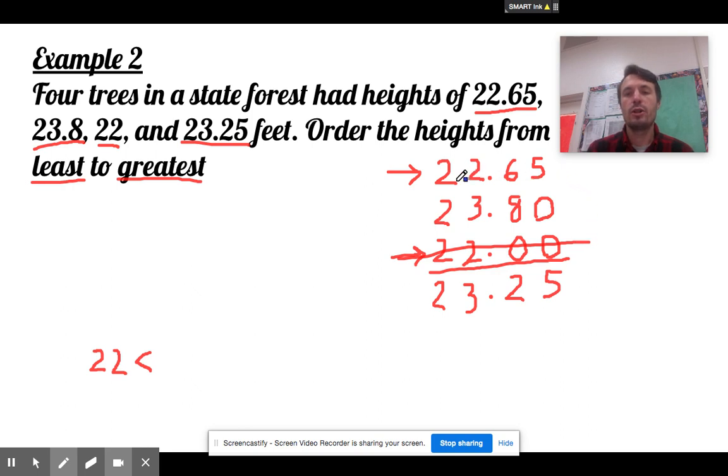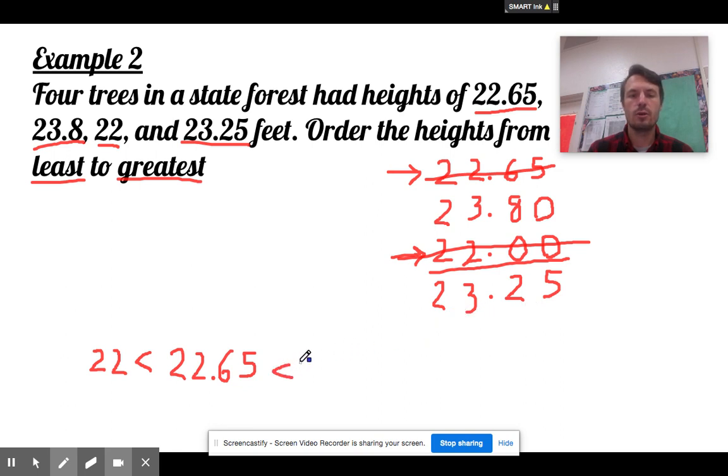And we already know this one will be the next smallest because it has a 2 in the ones place, whereas these both have 3s in the ones place. So 22 and 65 hundredths is the next smallest number, so we can cross that one off. And now we're comparing these 2 numbers. So they both have a 2 in the tens place, they both have a 3 in the ones place. This one has an 8 in the tenths place, whereas this one has a 2. Since 2 is smaller than 8, this is the smaller number.